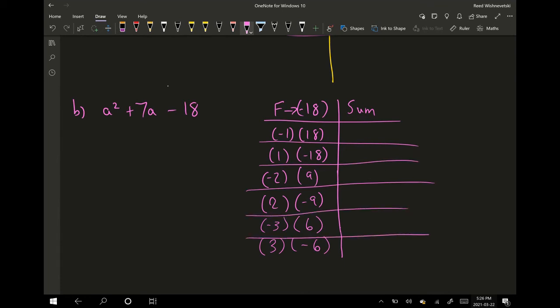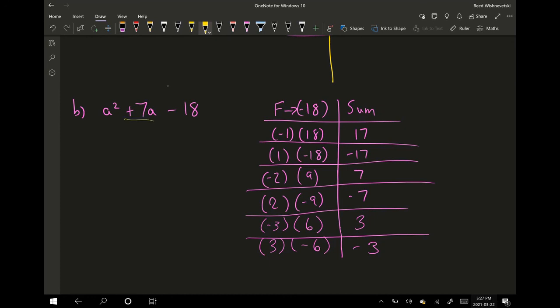Okay, so negative 1 plus 18 is going to give us 17. 1 plus negative 18 is going to give us negative 17. Negative 2 and 9 is going to give us 7. 2 and negative 9 is going to give us negative 7. Negative 3 and 6 is going to give us positive 3. And 3 and negative 6 will give us negative 3. And then from here, we just have to find which of these factors that gets us to negative 18 is going to get us to a sum of positive 7.